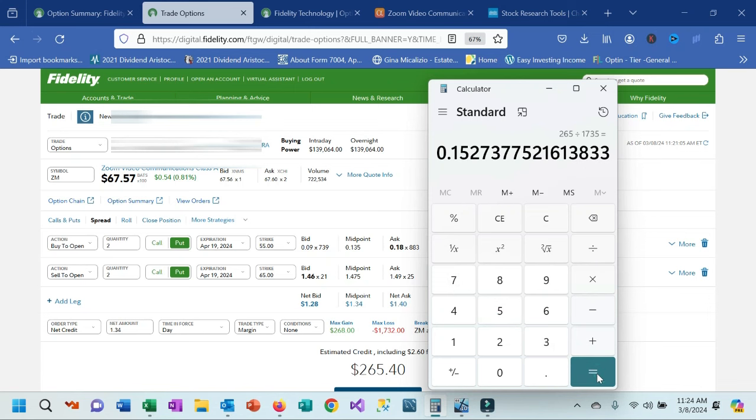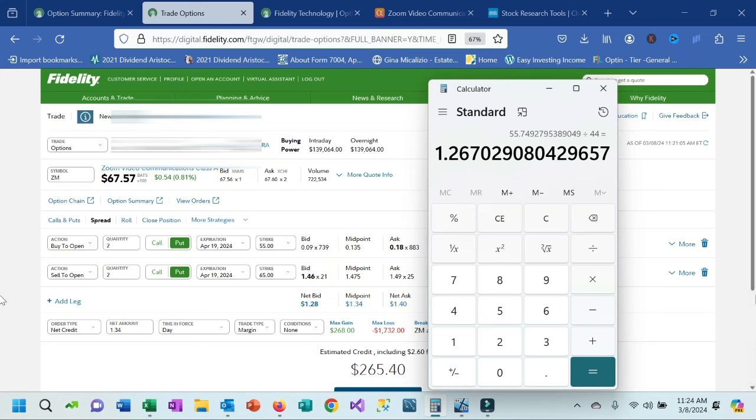1735. So you're talking a 15% return. And again, let's use a factor. Let's times it by 365 for the amount of days, and then we're going to divide by, I think it's 44 days until expiration. And so you're talking 126% return for Zoom, and Zoom's up today.